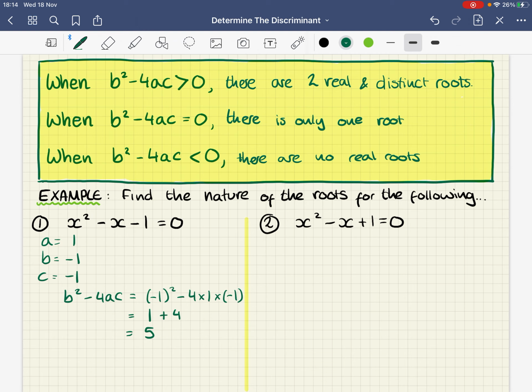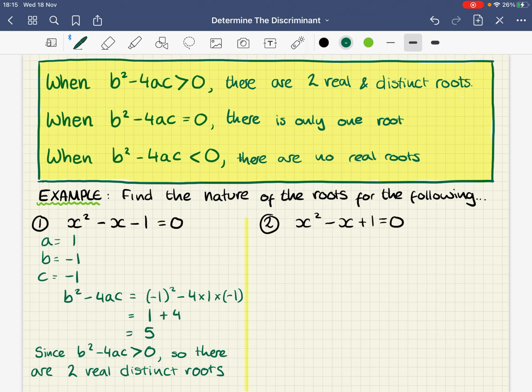So I have here my b squared minus 4ac is greater than 0. So there are 2 real distinct roots. And I need that whole statement. I need to work out the value of b squared minus 4ac. I need to say that because it is bigger than 0, there are 2 real distinct roots. I need all that information for the mark.